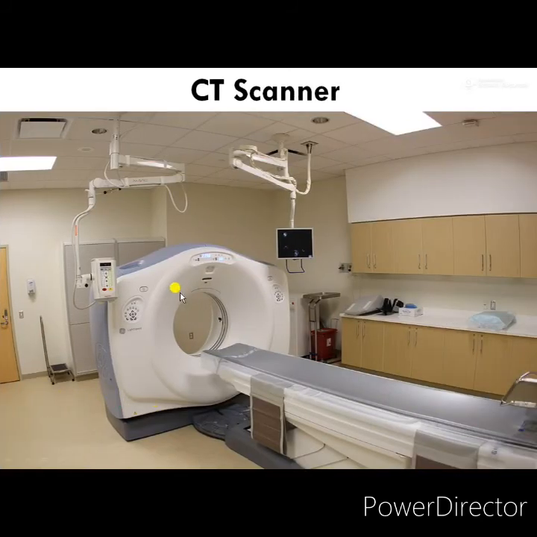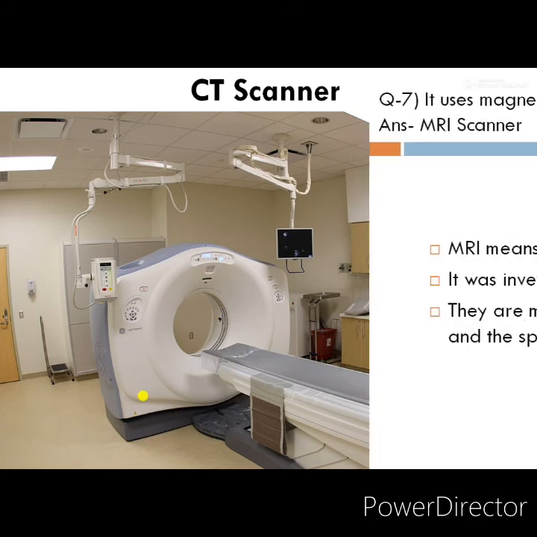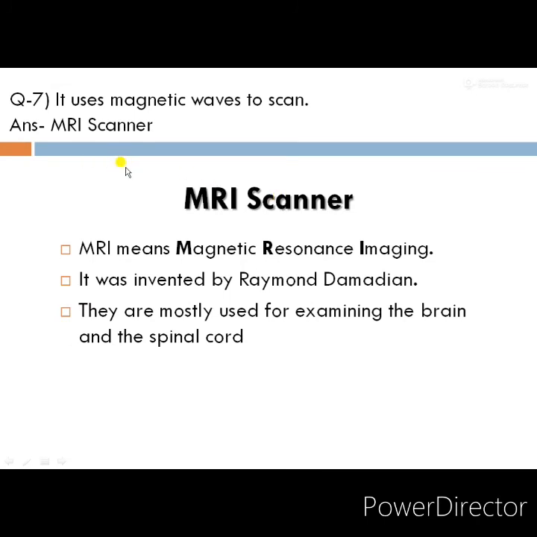What kind of machine is this? See, this is the machine. The patient lies down on this bed-type part and the scanning is done in this part. This is the CT scanner. Now we will move to our next question. The question is, it uses magnetic waves to scan. Which instrument uses magnetic waves to scan? MRI scanner. The full form of MRI is magnetic resonance imaging.